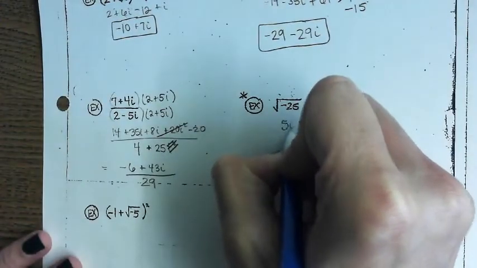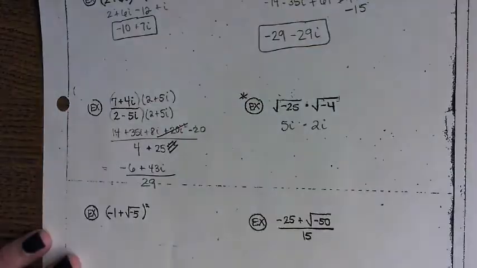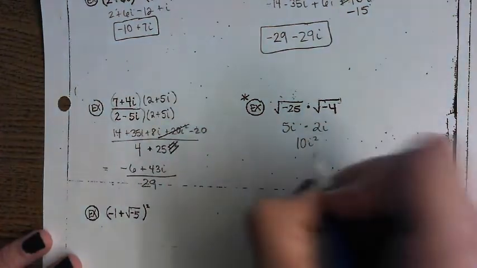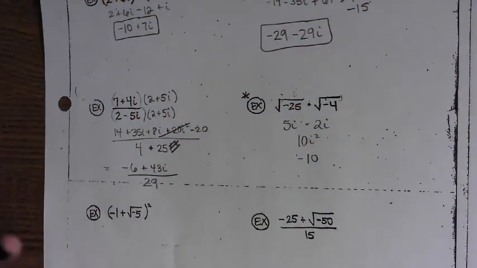So we'd have 5i times 2i, which would be 10i squared, which would be -10. Obviously, if I multiplied first, I'd get the square root of 100, which is just 10. And that would be bad.